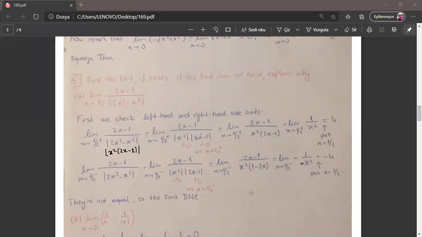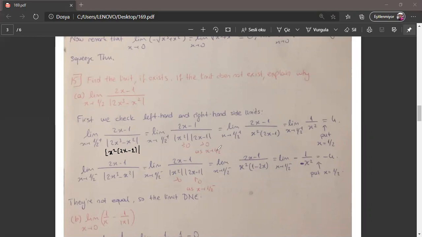Okay, and we know x squared is always positive or equal to 0 because it's real. Okay, so we can write it outside of the absolute value. What happens here? We have 2x minus 1. Okay, when we are approaching 1 over 2 from the right, it will be greater than 1 over 2. Okay, so when x is a little bit greater than 1 over 2, but still it's greater.